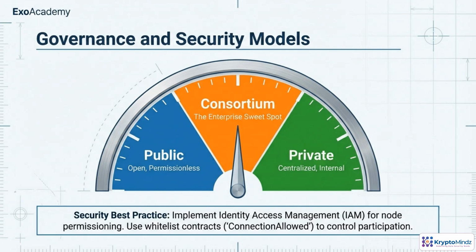Private chains are fully controlled by one organization, which boosts speed and confidentiality, but recreates old centralization problems. Consortium networks sit in the middle. A group of known organizations share control under agreed rules. For security, integrate with your existing identity and access management, and use whitelisted smart contracts so only approved nodes and applications can participate.